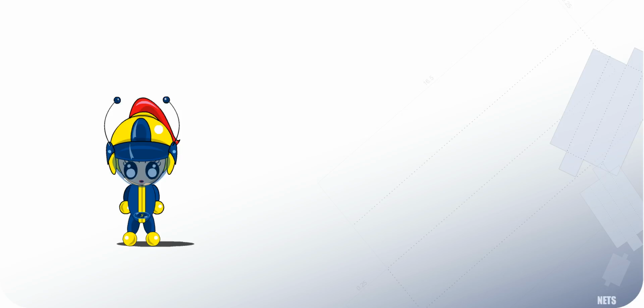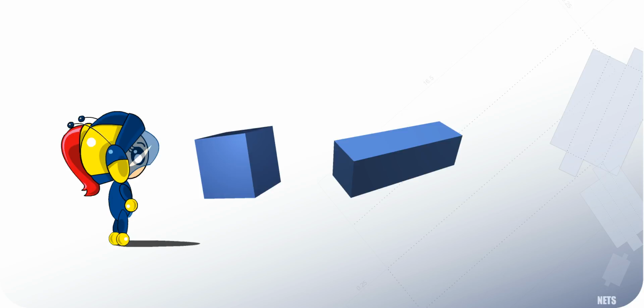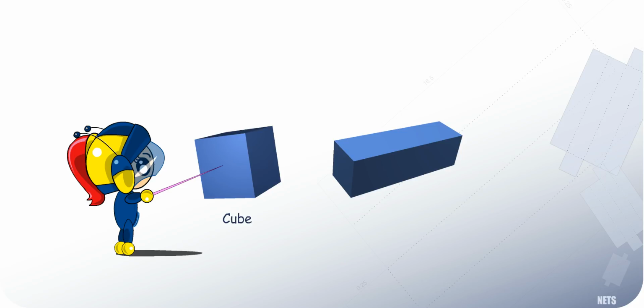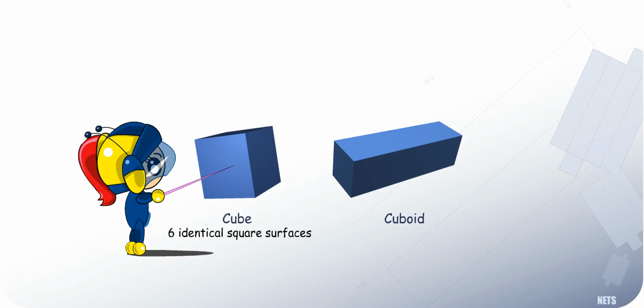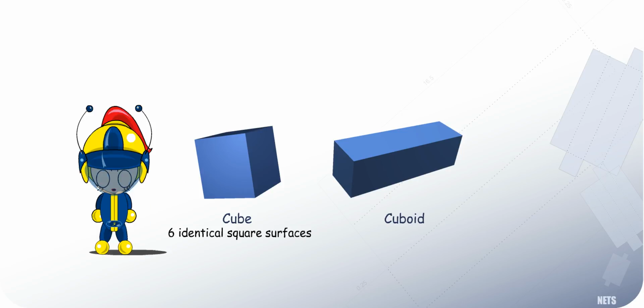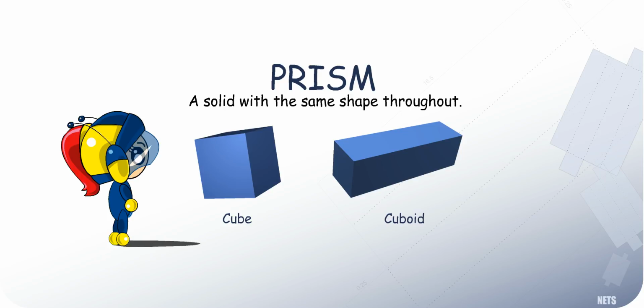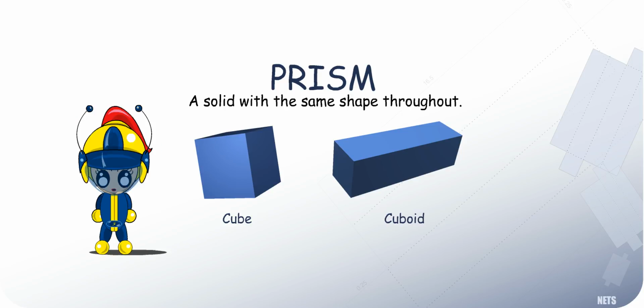Turbo Girl, I have 2 wooden solids here. Do you know what they are? Easy. This one is a cube, and that one is a cuboid. A cube has 6 identical square surfaces, while a cuboid does not. Yes, that's correct. They are also called prisms. Prisms? What are they? Well, a prism is a solid with the same shape throughout. I still couldn't get it, teacher.